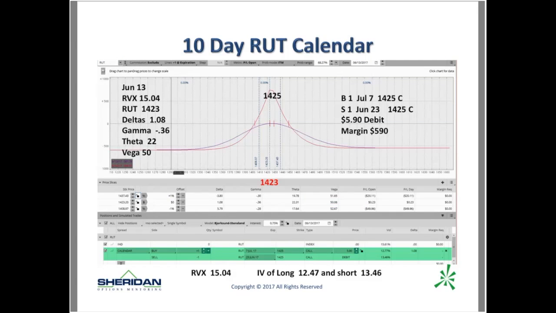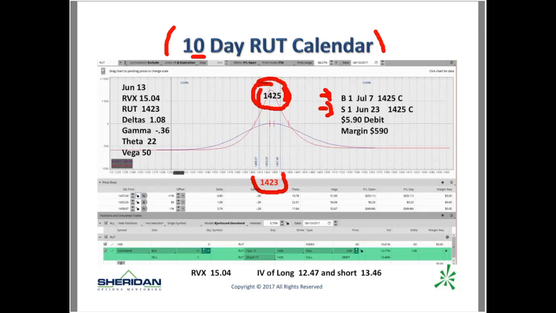And then here's a 10-day calendar. Today's Tuesday. If we put a calendar on every Tuesday, again, like butterflies, I would go more at the money. So if Russell was 1423 when I looked at this in the morning, I'd set a calendar up at the 1425. And what I did is I sold the June 23 expiration, 10 days out. And I buy my long, the July 7s, 14 days out further than my short. And I'm setting it up at the 1425 strike.